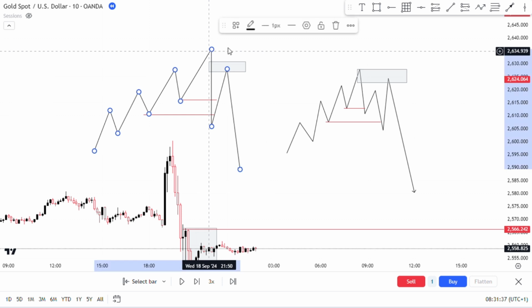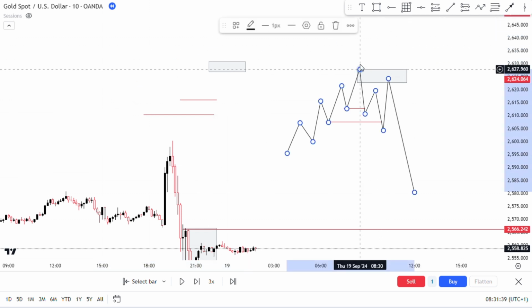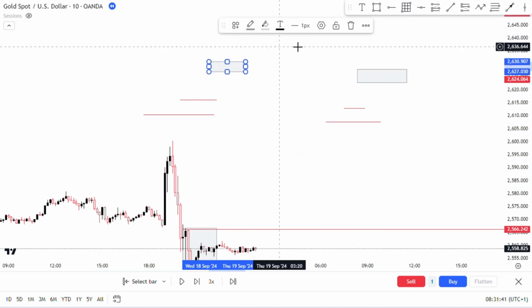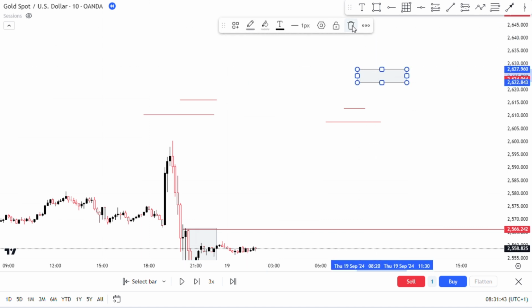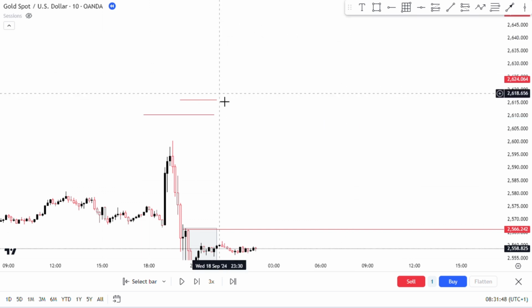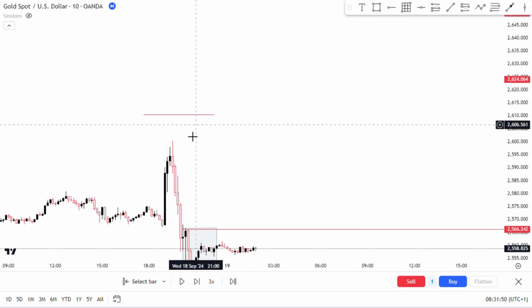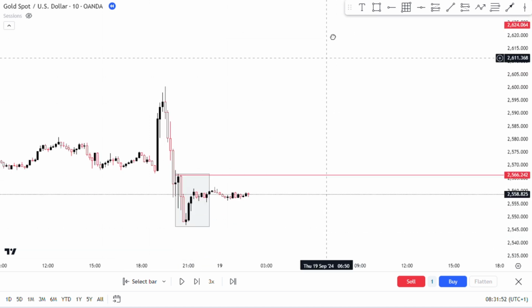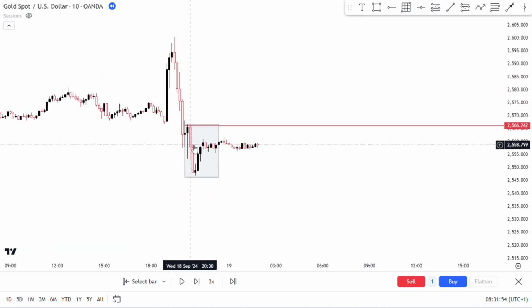Let me just delete all this. Okay, so after that, you'll be looking for the first break inside this particular area, in the new range that I just drew right here. Let me just delete all this. Okay, so you'll be looking for the opposite candle right here in this particular range.